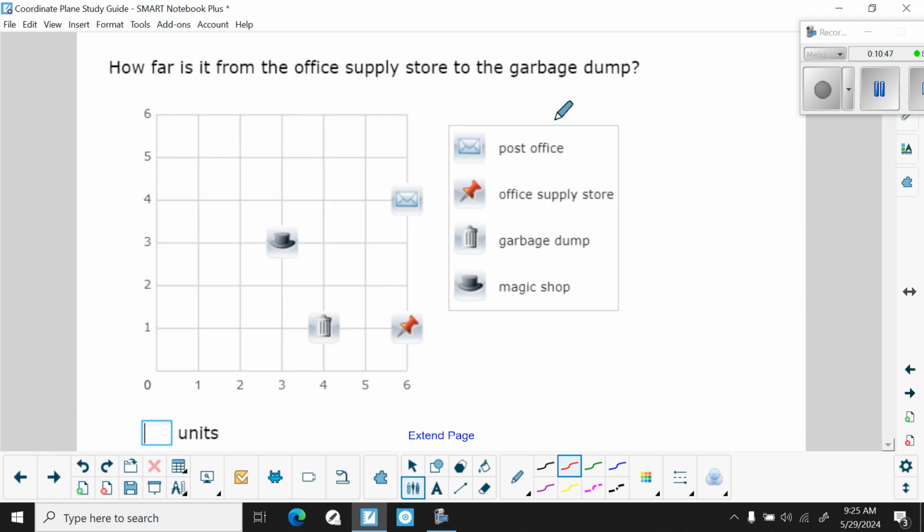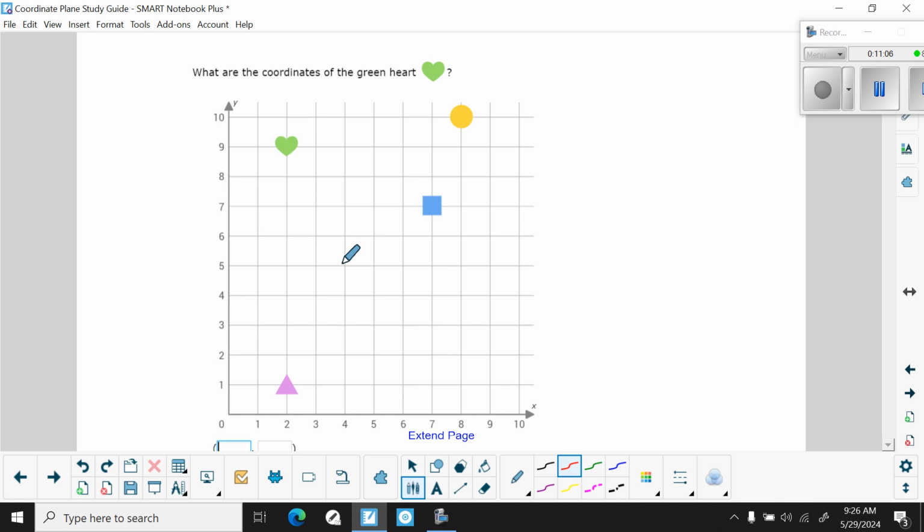How far is it from the office supply store to the garbage dump? All right, so the office supply store is this. The garbage dump is that. So how far is it? Well, from here to here, 1, 2 units away. What are the coordinates of the green heart? Well, the green heart is right there. So 2 to the right and 9 up. So the point is 2, comma, 9.